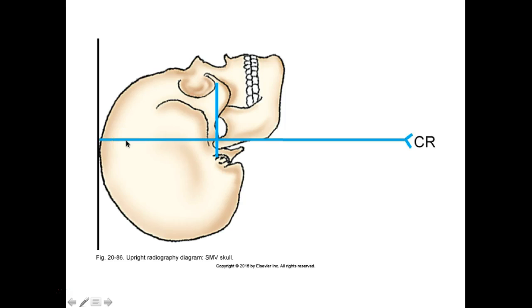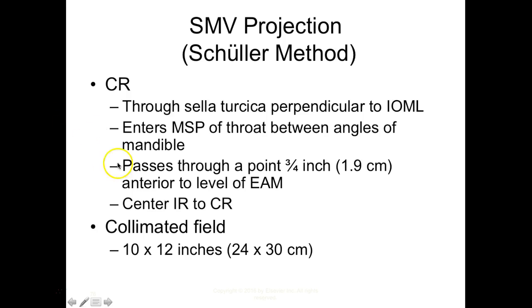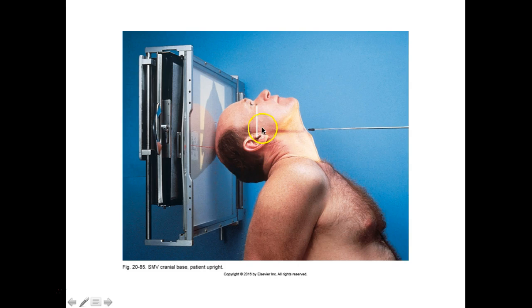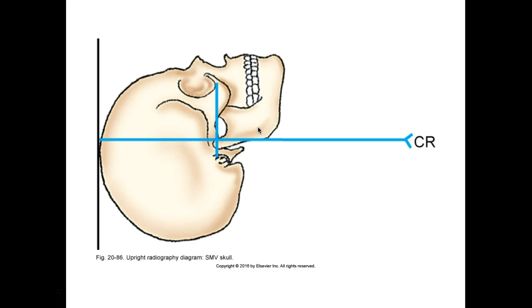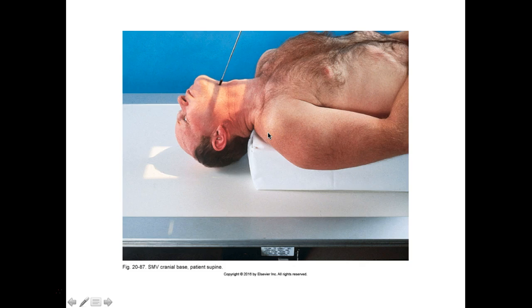right through. So they also say passes through a point 3/4 of an inch anterior to the EAM. So you can see it's not quite 3/4, that'd be about right there, right? So they're a little posterior. And so here's your EAM right there, so that's about right. And here's the angle of your mandible, so that works.